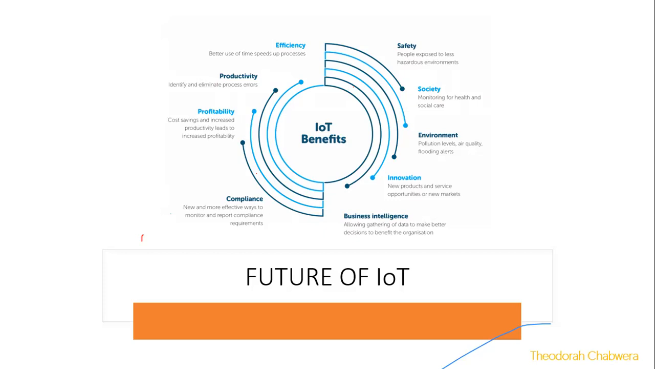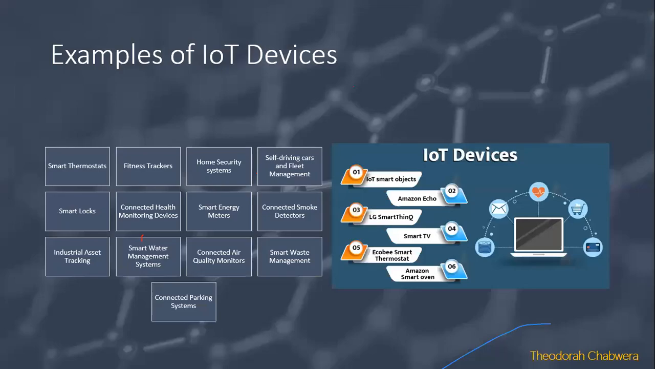Efficiency. Better use. Smart waste management, connected packing systems. These are some of the examples of IoT devices that are there. And there are more that we can still build, that we can still develop to solve different problems.